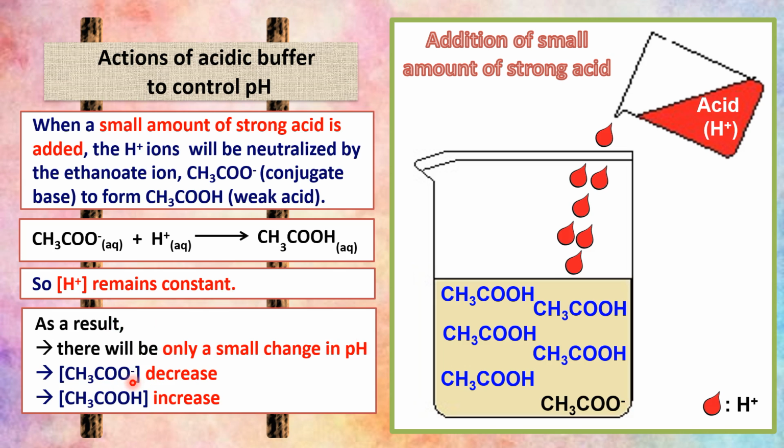The concentration of the conjugate base, that is the ethanoate ion, will decrease since it reacts with the added H plus ion. Whereas the concentration of the acetic acid will increase.